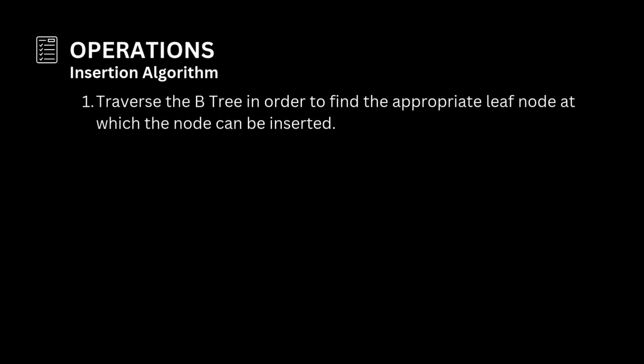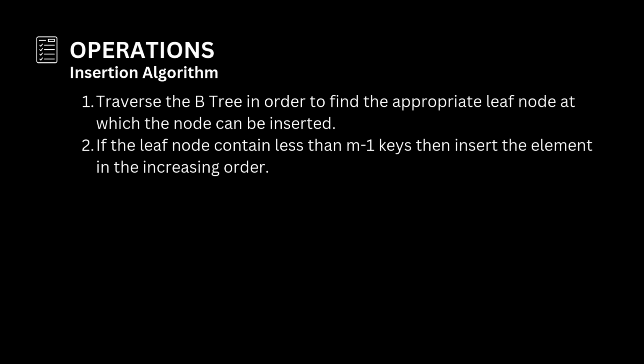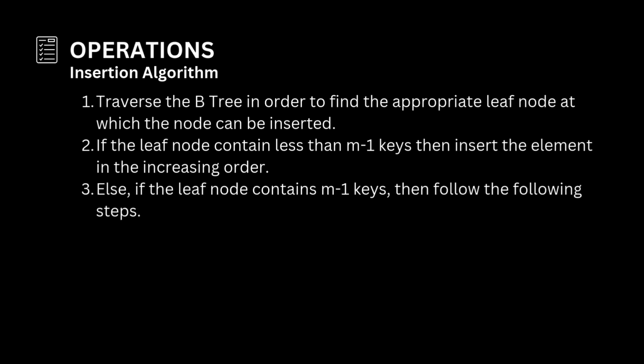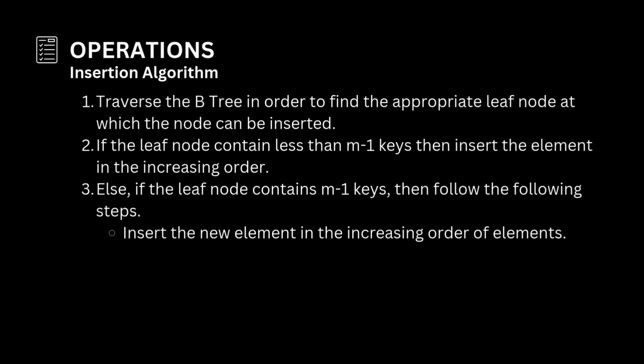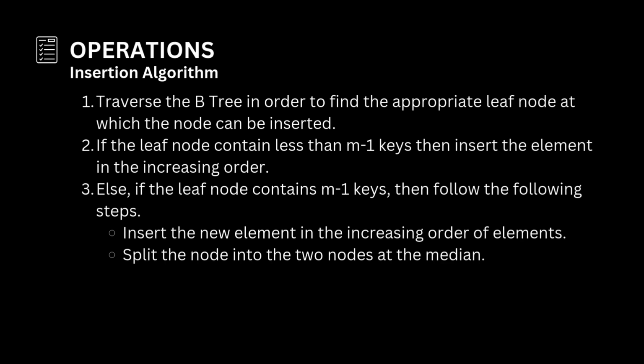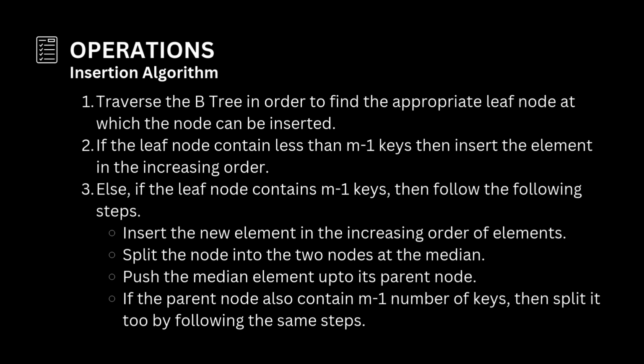Let's see the algorithm. Traverse the B tree in order to find the appropriate leaf node at which the node can be inserted. If the leaf node contains fewer than m-1 keys, then insert the element in increasing order. Else, if the leaf node contains m-1 keys, then follow these steps. Insert the new element in increasing order of elements. Split the node into two nodes at the median. Push the median element up to its parent node. If the parent node also contains m-1 keys, then split it too by following the same steps.